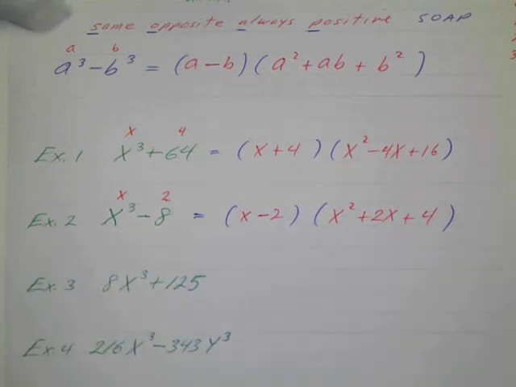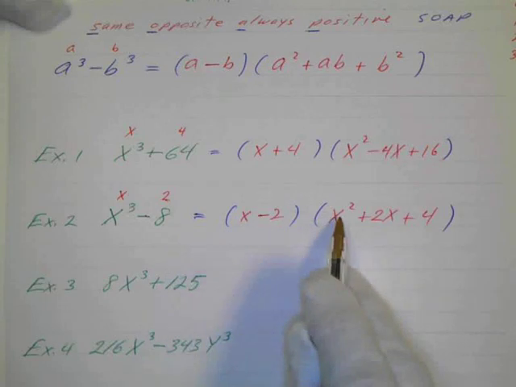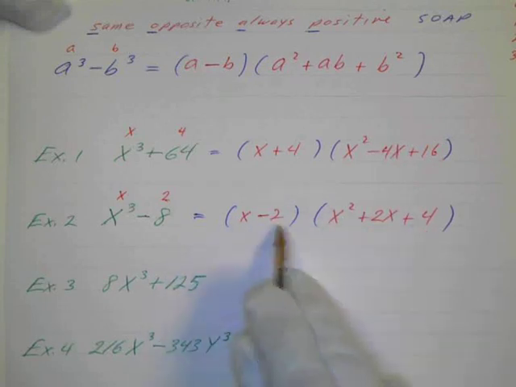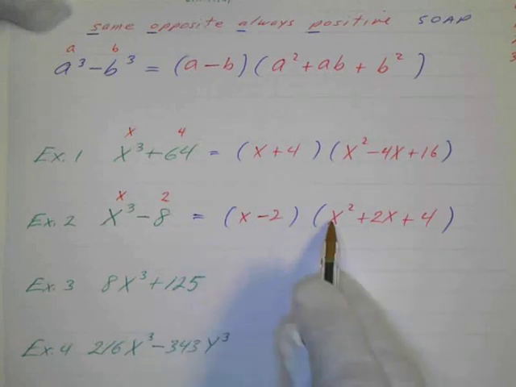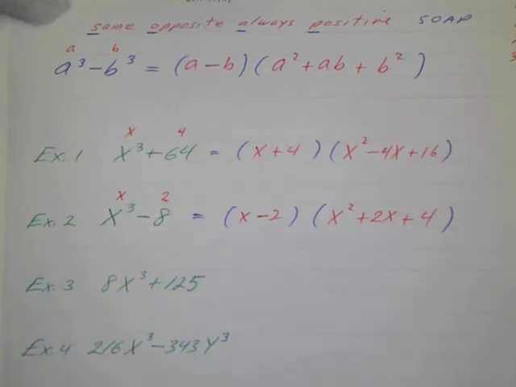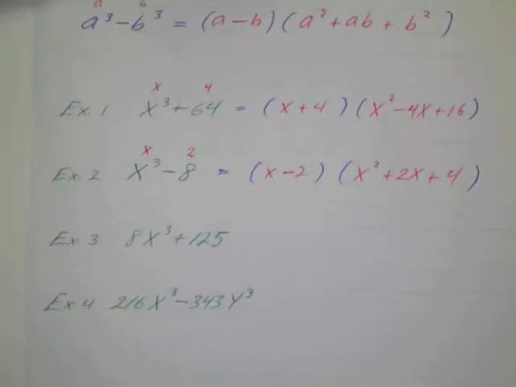Okay? You can try that. Multiply x times x squared, x squared, and negative 2 times each of these. So you have 6 multiplications. 1, 2, 3, 4, 5, 6. If you multiply those out, you're going to get that. If you don't believe me, try it. Okay? Next one.